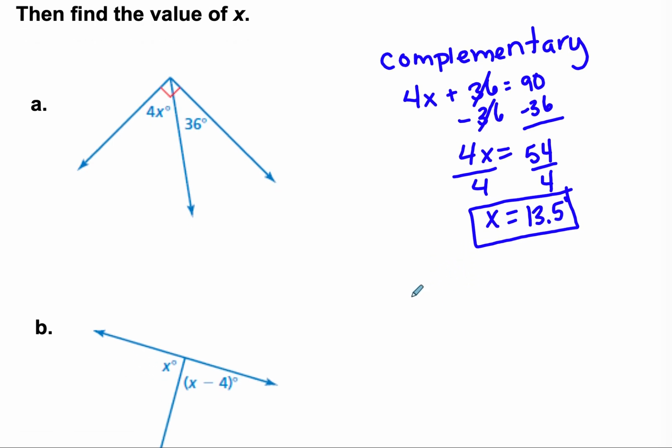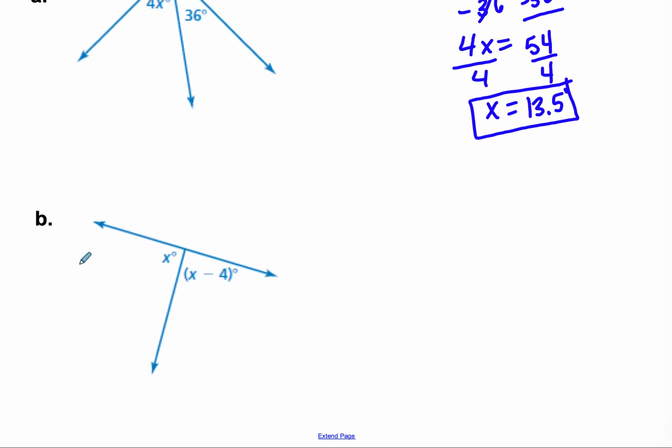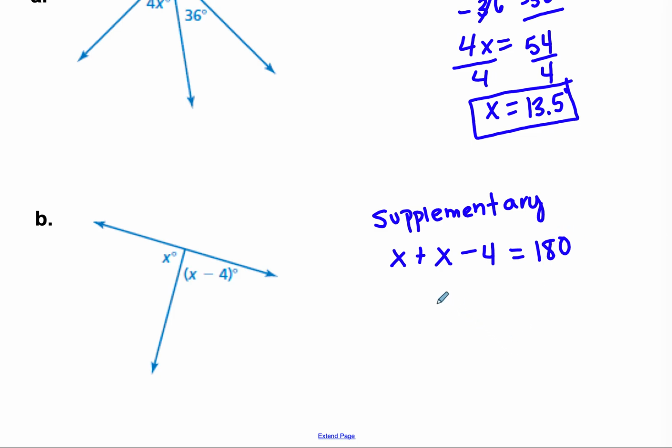All right, let's take a look at B. Here I can see the two together form a straight line, so that's going to be supplementary. So they're going to equal 180 together. So we have x for the first one, x minus 4 for the second one. And then they're going to equal 180 because they're supplementary.